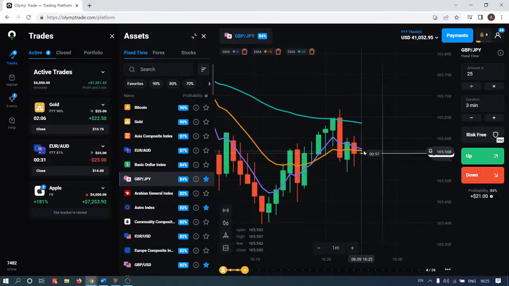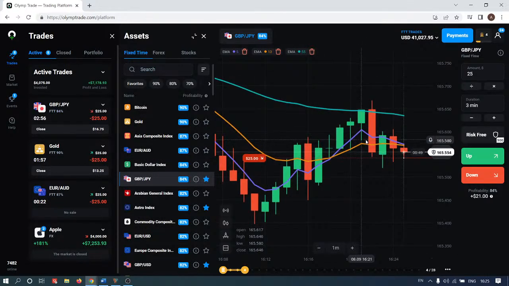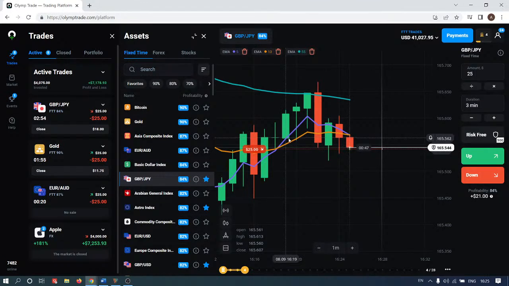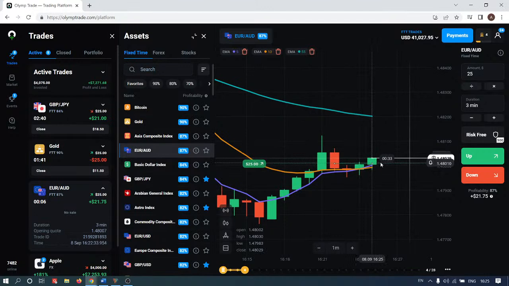Shall I go with this trade on GBP JPY, the pound against the Japanese yen? Yes, let's do it. So it was a tricky trade. I opened an up trade here, and then with this red candlestick, which is called, I forget the name, absorption or something. All right, let's watch this one.